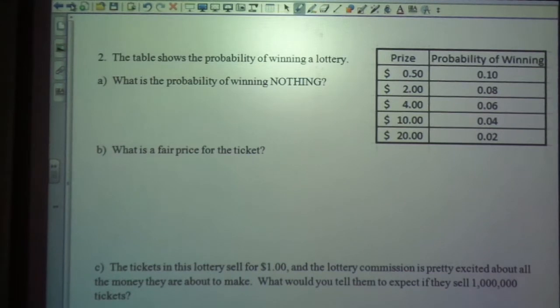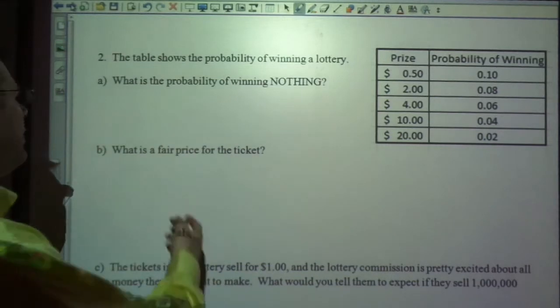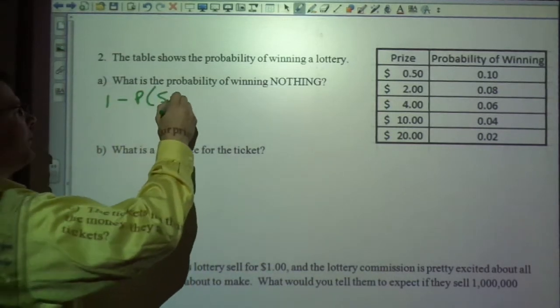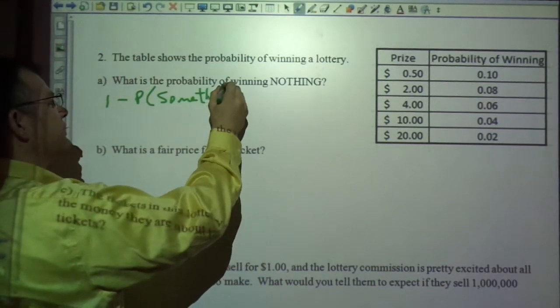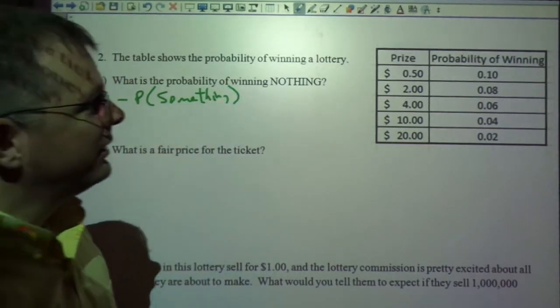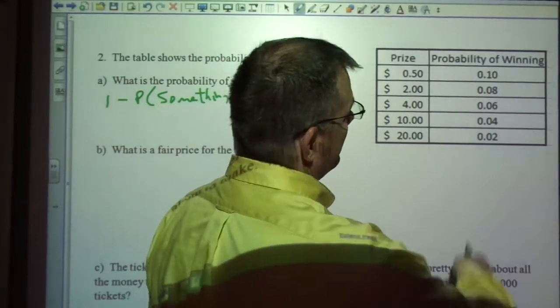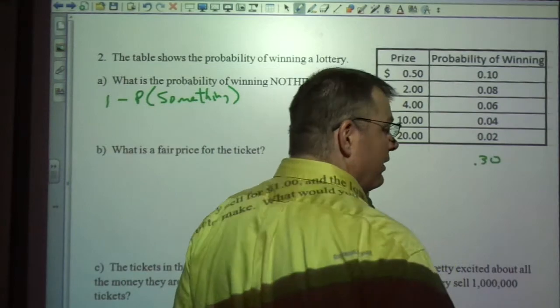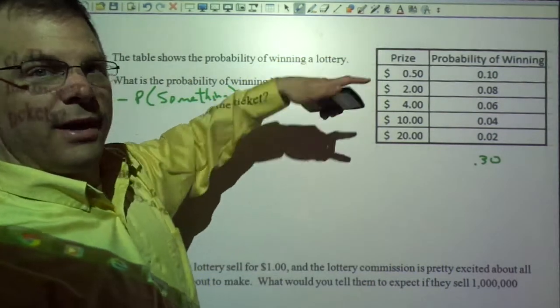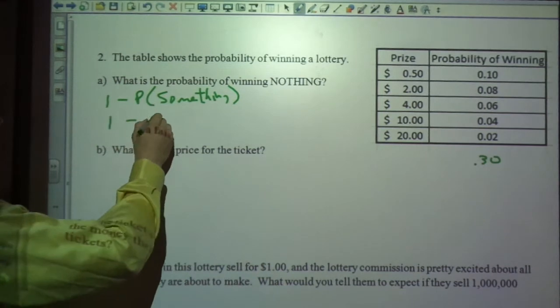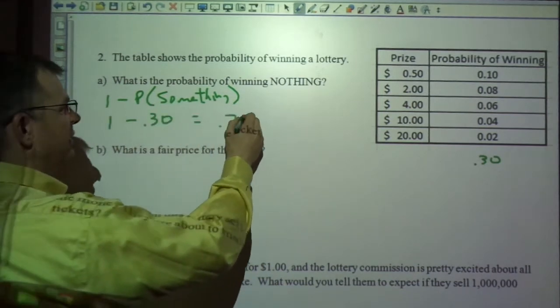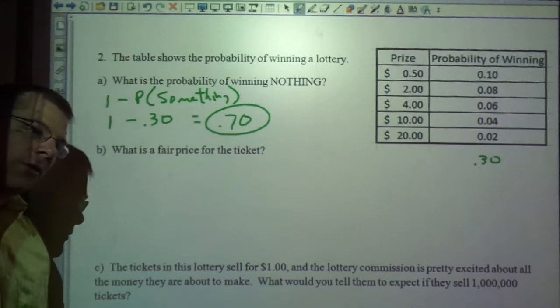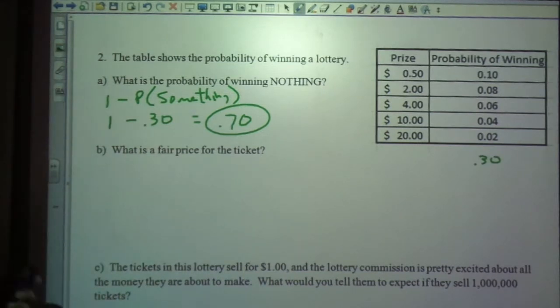Next problem. We've got the prize times the probability of winning. This is a lottery. So the first question says, what's the probability of winning nothing? Well, the probability of winning nothing is just 1 minus the probability of winning something. So let's add up all the probabilities of winning something. 10% and 8% and 6% and 4% and 2%, if you add up just these, that's 30%. So you have a 30% chance that you win some amount of money. So 1 minus 0.3 is 0.7. The probability that you win nothing is 70%. The probability you win something is 30%. Together they add up to be 100%.